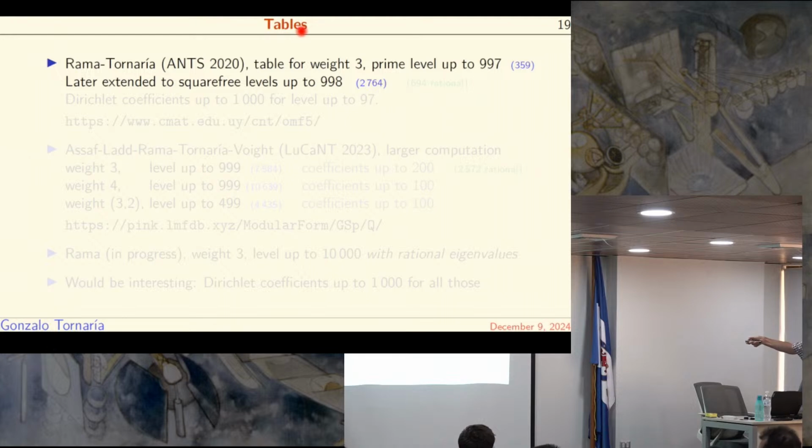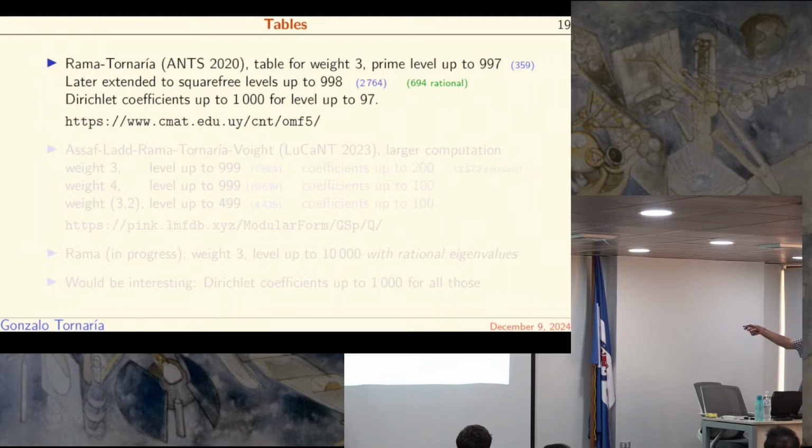So there are 2,700 of them, of which, this is all forms, 684 have rational eigenvalues, which are the ones you would care for Calabi-Yaus or something. And some Dirichlet coefficients. There's a web page where these are available.